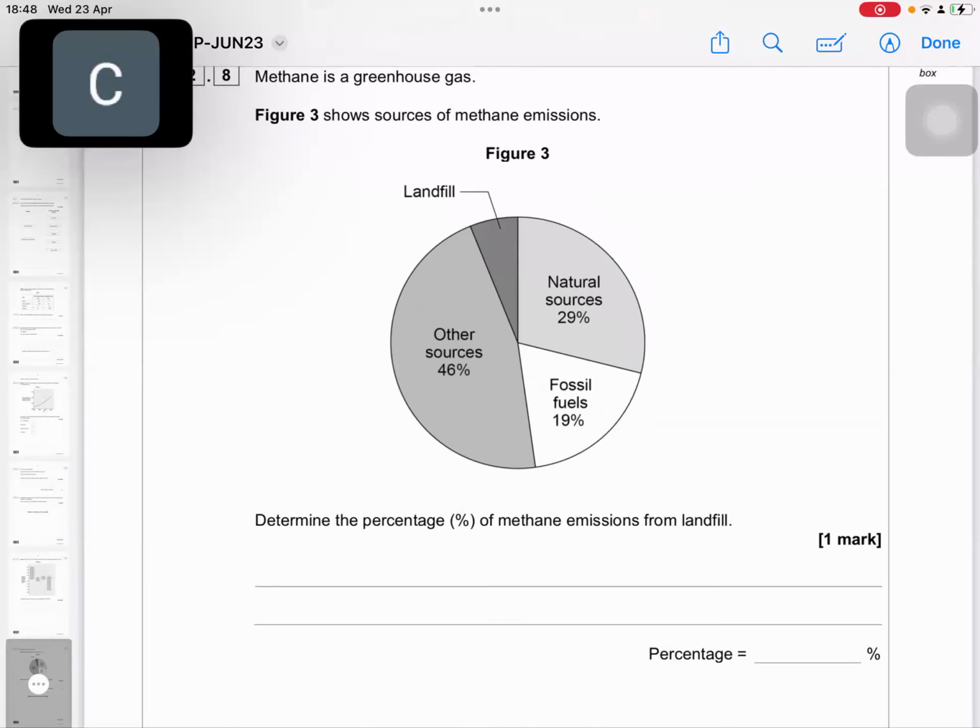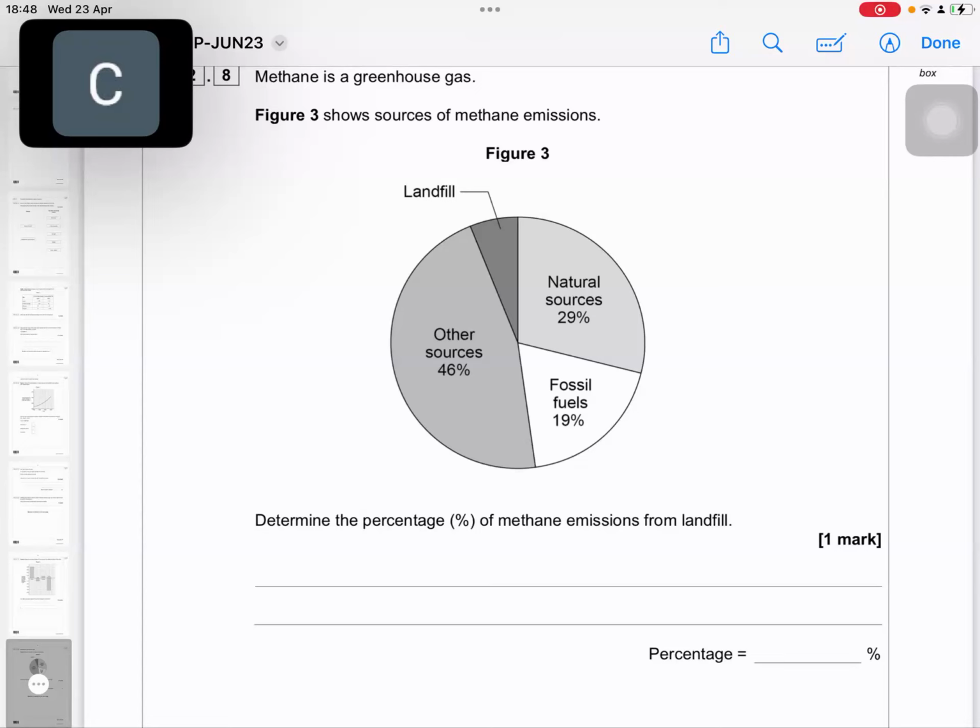Okay, so we come across methane. Methane is a greenhouse gas. Figure 3 shows sources of methane emissions. Landfill, natural sources, 29%. Fossil fuels, that's petrol and the rest, burning of fossil fuels is 19%. Other sources is 46%.